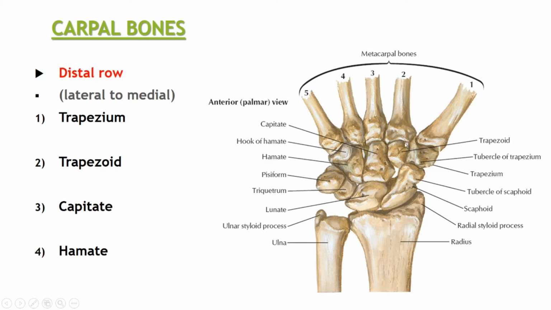Then going to the distal row, from lateral to medial side, there are the trapezium, trapezoid, capitate, and hamate. Again reviewing these names, the distal row from lateral to medial has trapezium, trapezoid, capitate, and hamate. So these are the 4 bones present in the distal row.